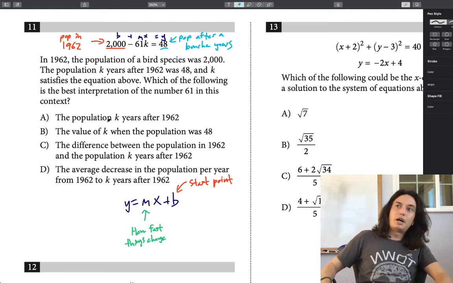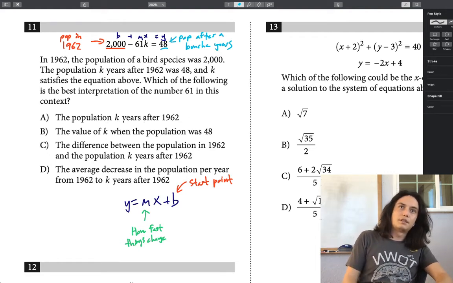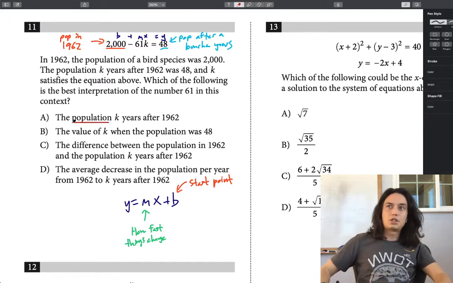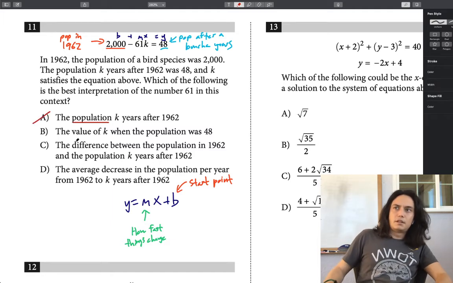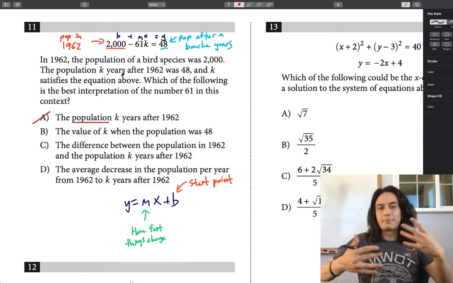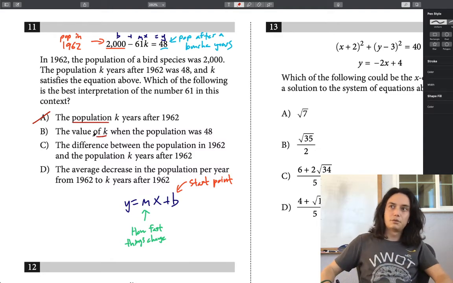So it is definitely not the population k years after 1962. It's the change in the population, but the actual population, that's over here. That's the y. That's 48. So it's not the actual population, it's the change in the population. 61 is not the value of k when the population was 48. It did not take 61 years. Here the population is 48, and 61 is not equal to k. It did not take 61 years. 61 is the thing that happens every k years. It's not the value of k.